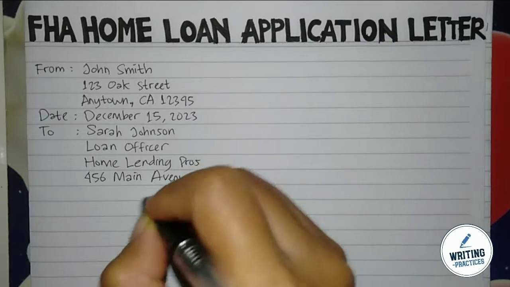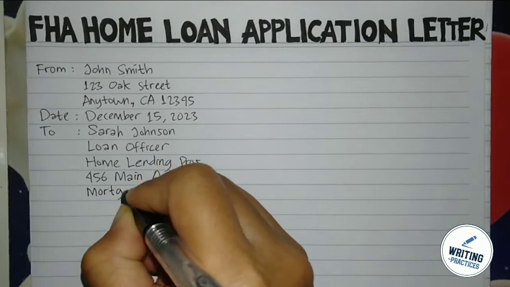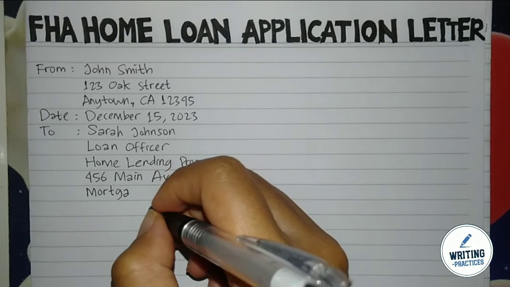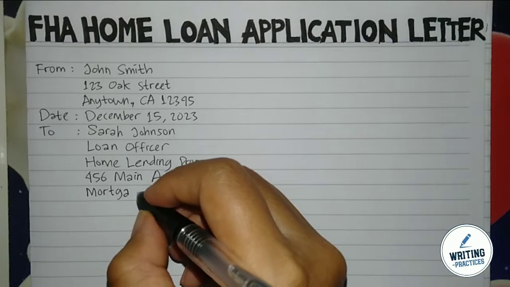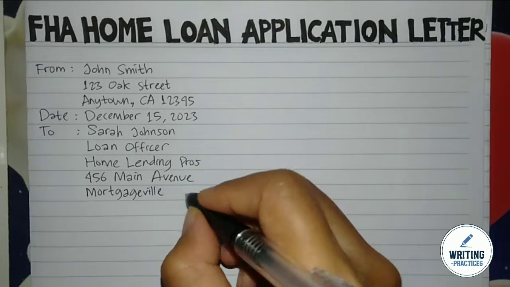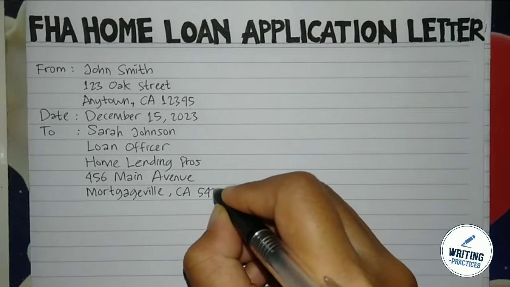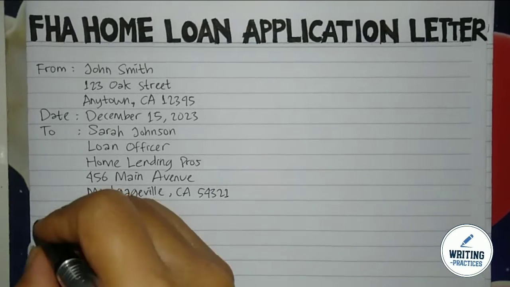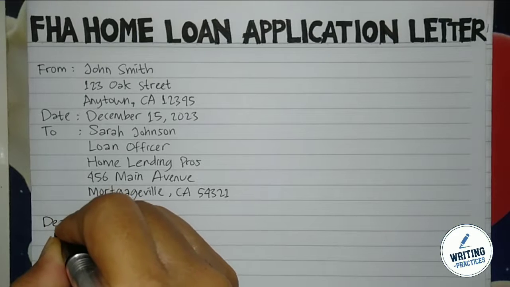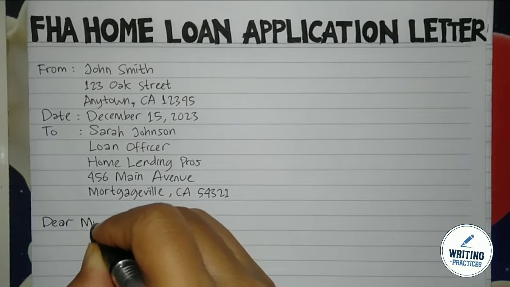For the next, write the recipient's information. You need to write the recipient's full name. And then, write the occupation in the company or organization. And write the company or organization name. In this example, the letter is addressed to the loan officer at Home Lending Pros. And now, write the address of the company or organization. Don't forget to include the number, street name, city, state, and zip code.